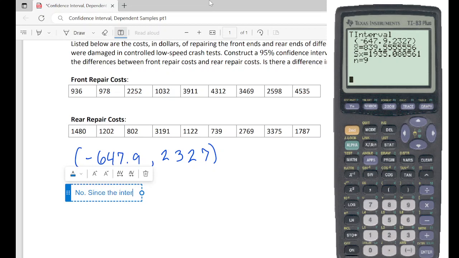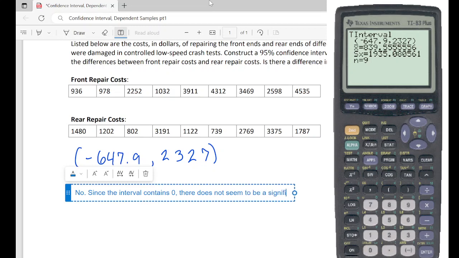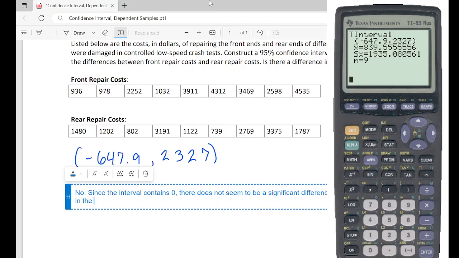Since the interval contains 0, there does not seem to be a significant difference in the repair costs between front and rear accidents.